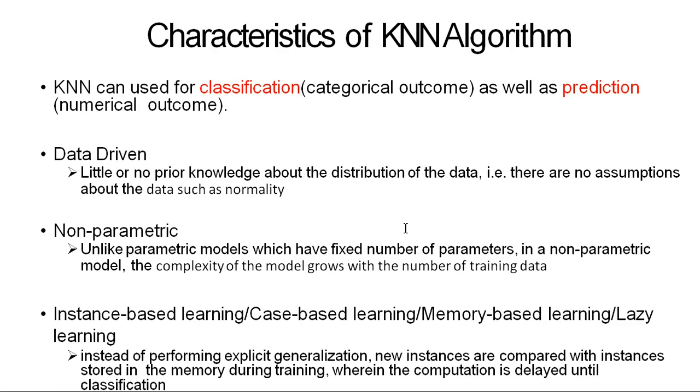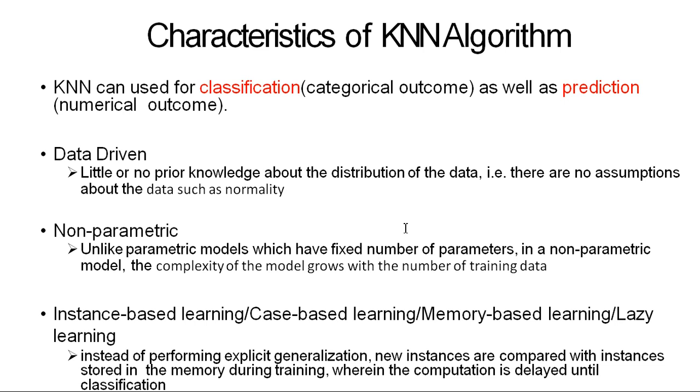What are the characteristics of KNN? KNN can be used for both classification as well as prediction. So the KNN algorithm is usable for both classification and prediction. It is a data driven one. There is little or no prior knowledge about the distribution of data. It doesn't have any information. Mostly the data will be given in clusters. We need to cluster the data actually. There are no assumptions about the data such as normality.